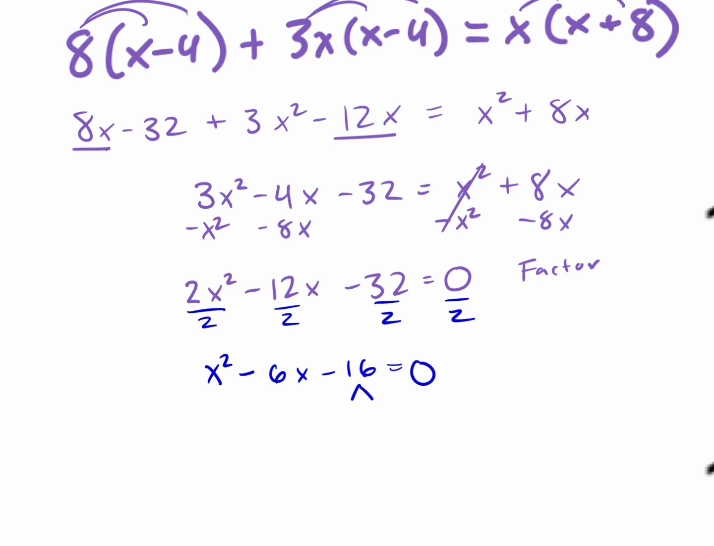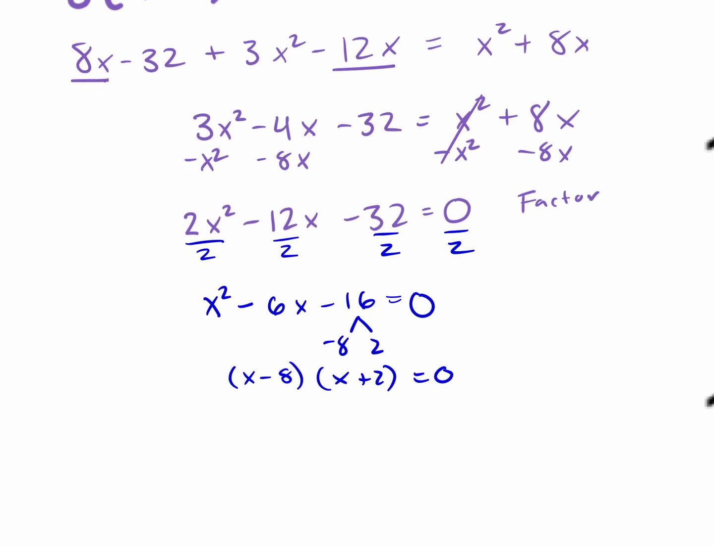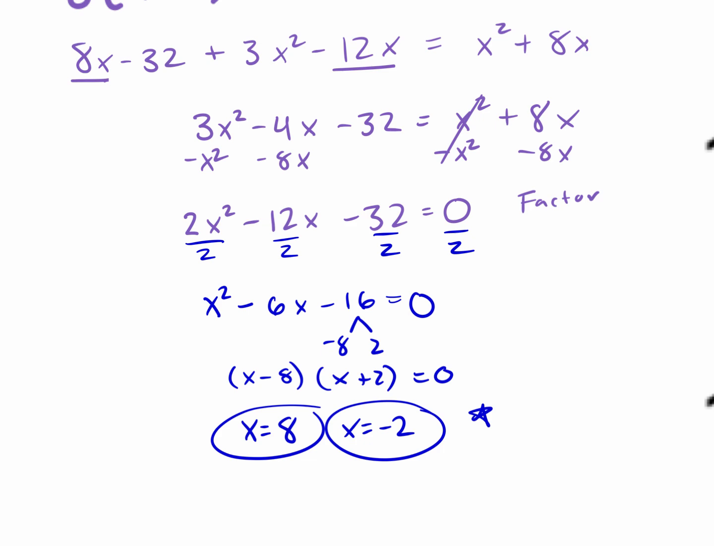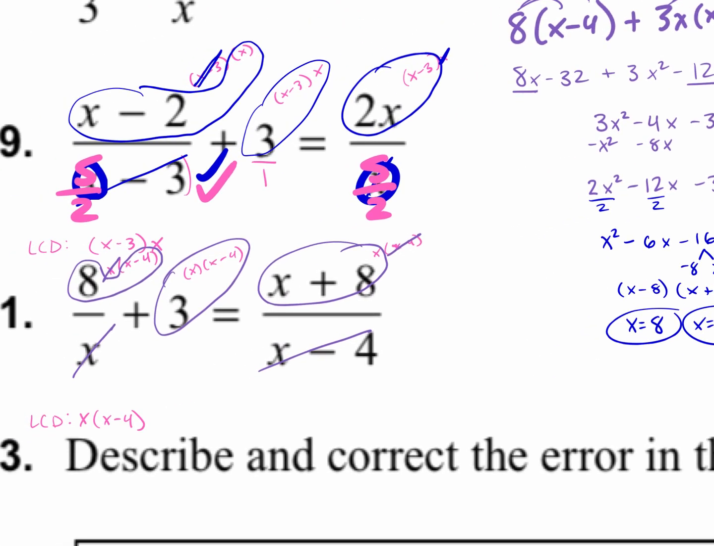Now, guys, I have two factors of negative 16 that add to negative 6. Negative 8 and 2. Awesome. So x minus 8 and x plus 2 equals 0. So that means that x equals 8 and x equals negative 2. Perfect. Now, if I get 2 answers, what do I have to do? You have to plug them back in as x. Plug them back in into the denominators of x.